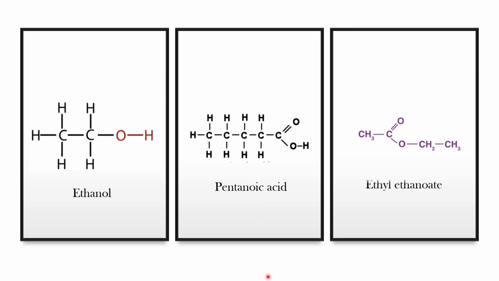The last one is 1, 2, 3, 4. However, this is tricky. There's a double bond O and there's another O, which shows you this is an ester. So 1, 2 is before this O and 1, 2 is after the O. So it's ethyl ethanoate.